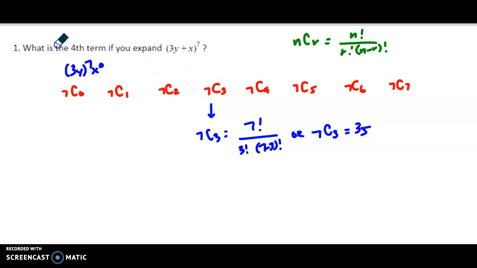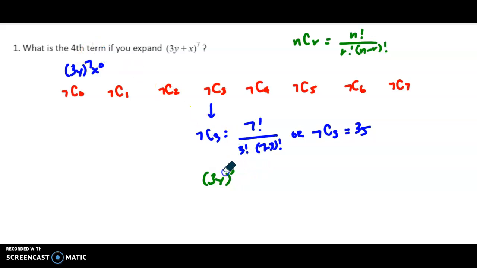Well, if we're in the fourth term, that means my exponent of 3y is going to be 4 less than this 7. I'm going to repeat that again. If we're looking for the fourth term, that means my exponent for 3y is going to be 4 less than 7. So that must mean that the 3y is going to be raised to the third power, because 7 minus 4 is 3.